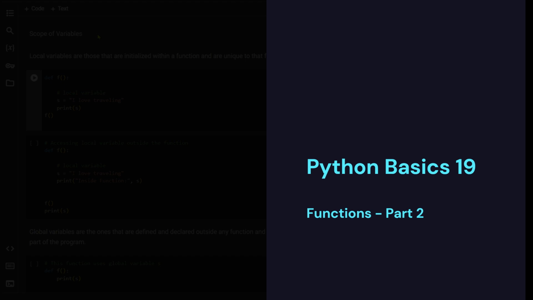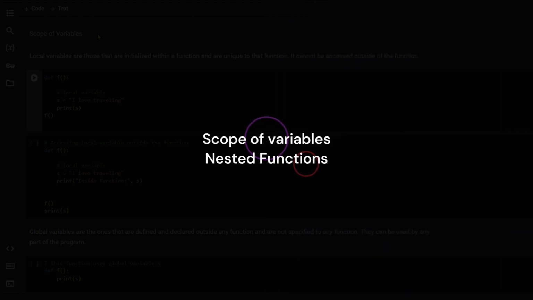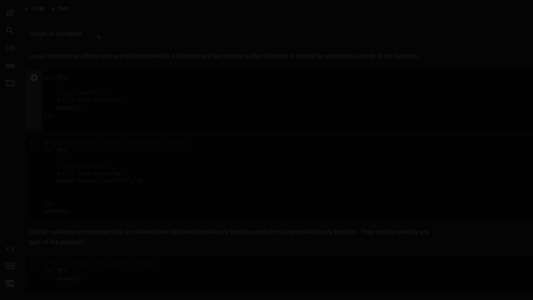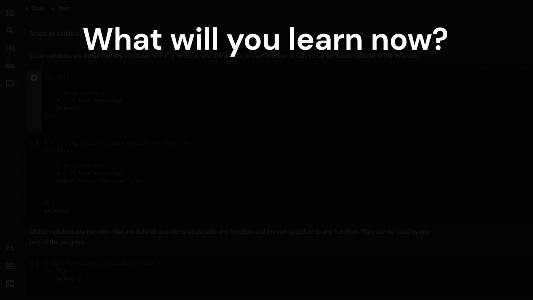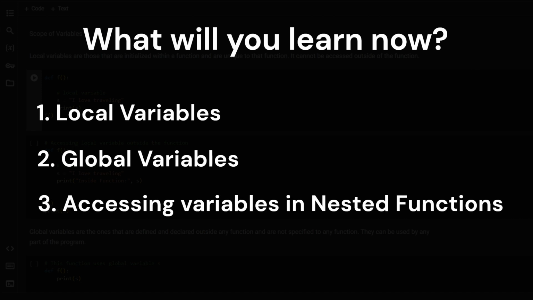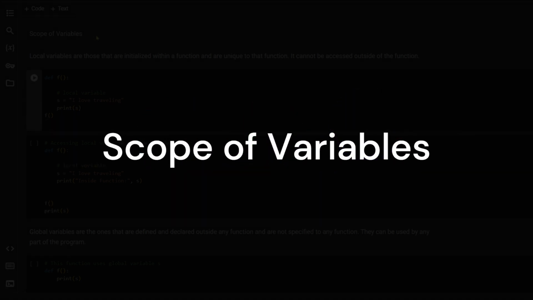Our topic of discussion today is scope of variables and nested functions. As we continue from where we left off in our last session, the beginning of functions, today we discuss two important concepts with regards to local variables, global variables, and how the access works with nested functions. If anyone wants clarity on these concepts, this video is for you. Let's jump in. Scope of variables.